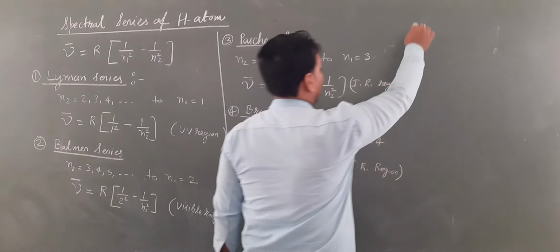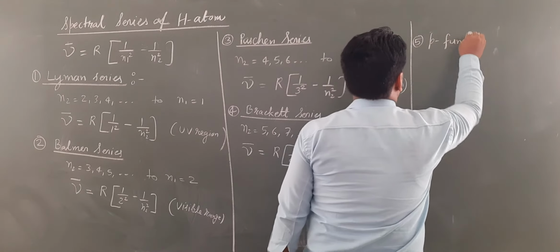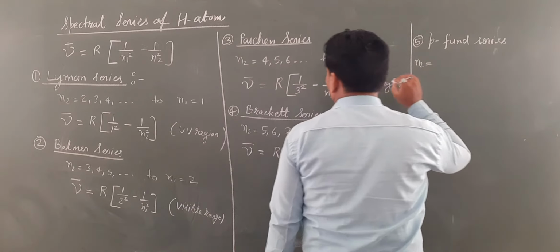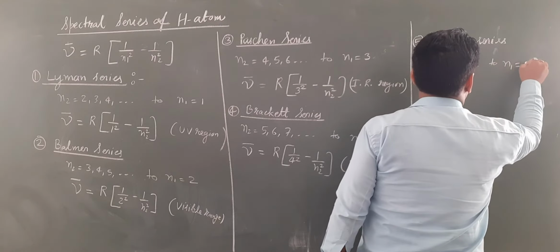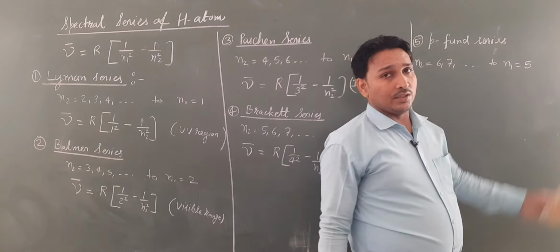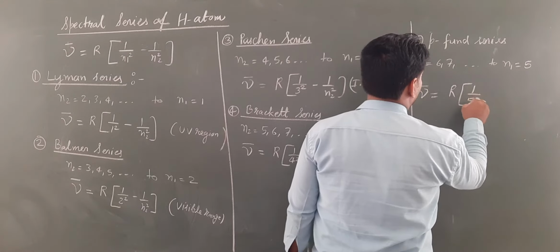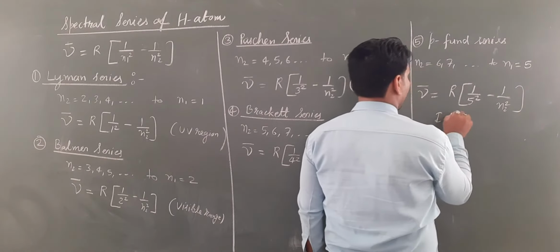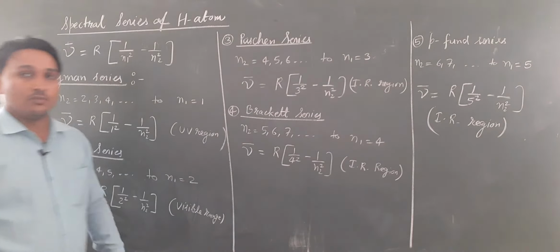And the last one, the fifth spectral series we have to study, is the Pfund series. In this, transition takes place from 6, 7, so on, meaning higher energy states, to n is equal to 5. In this, the wave number is given by Rydberg constant times 1 upon 5 squared minus 1 upon N2 squared, because the N2 value is not fixed, and this also belongs to the infrared region. So this is how the spectral series are obtained.